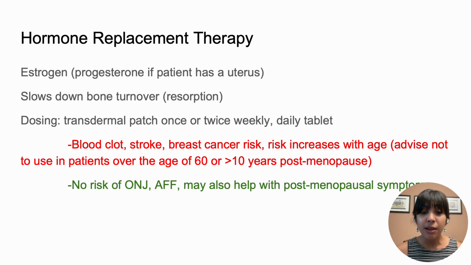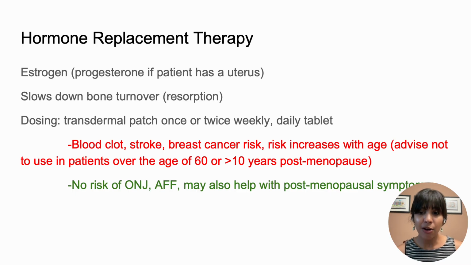Hormone replacement therapy, so estrogen, coupled with progesterone if the patient has a uterus. This also slows down bone turnover, the resorption process. This can be dosed transdermally with a patch once or twice weekly or a daily tablet. The risks with this are blood clot, stroke, and breast cancer risk, and those risks tend to increase with age, as with the raloxifene. So we advise not to use it in patients over the age of 60 or patients who are 10 years post-menopause. And there's no major risk of ONJ or AFF, again, with these, and it may also help with postmenopausal symptoms.